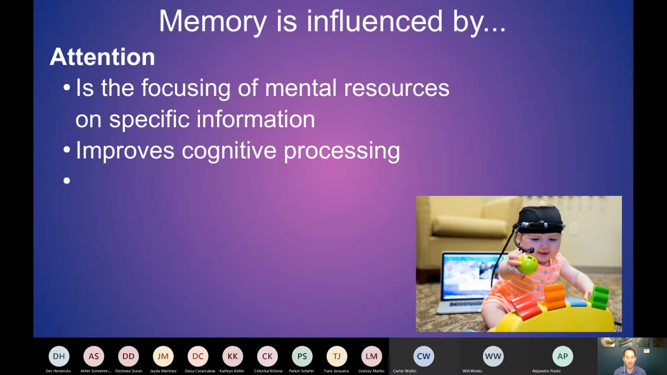One huge thing that memory is influenced by, and we've talked about attention before, is attention. Memory is very impacted by our attention. Attention is the direct focusing of our mental resources on specific information. When we attend to something, it increases our cognitive processing of that. So let's say you're doing two tasks. You're talking to your sibling through text on the phone, and you're also cooking dinner at the same time, some new recipe you haven't tried before. If you attend to the recipe, you're going to improve your cognitive processing on that.